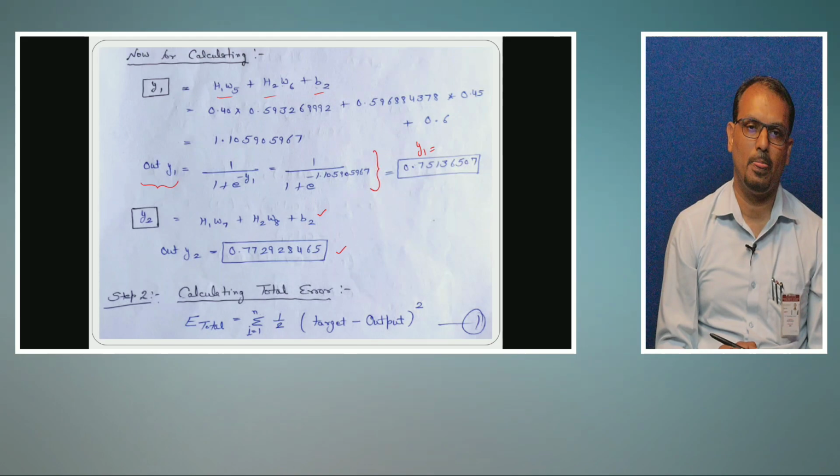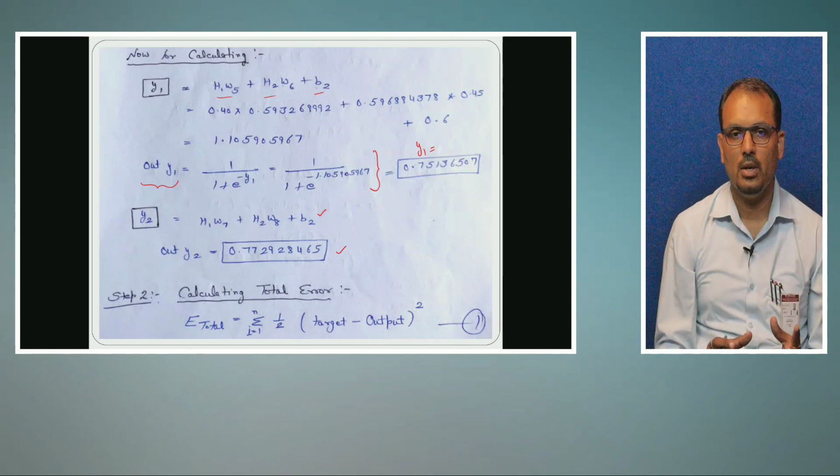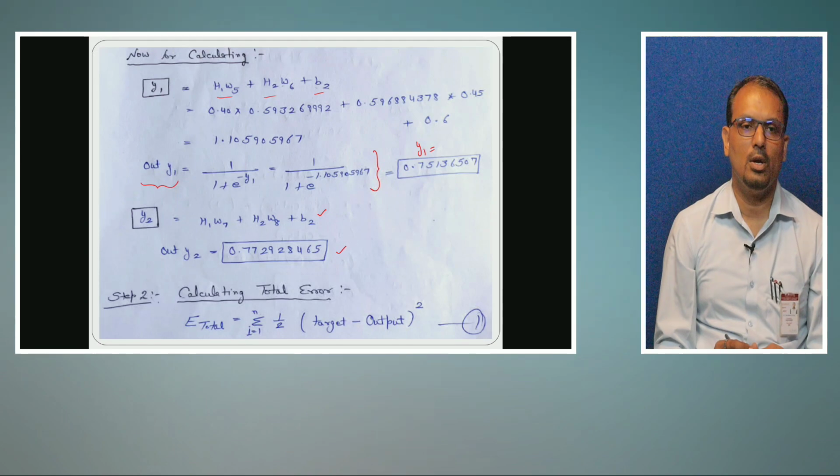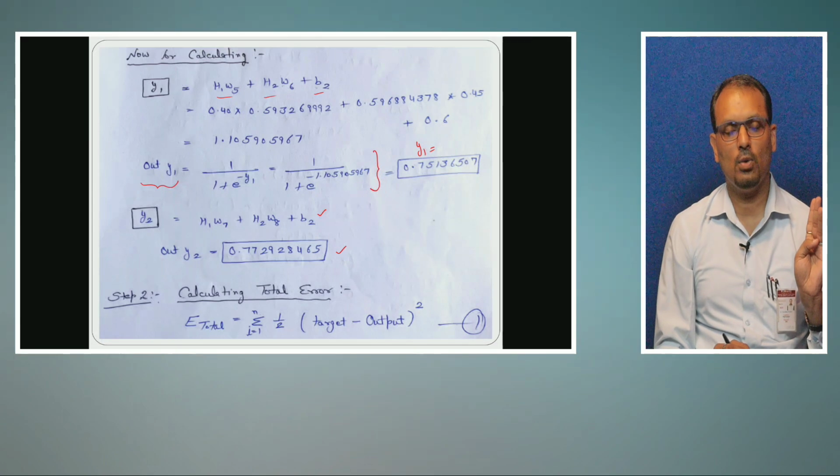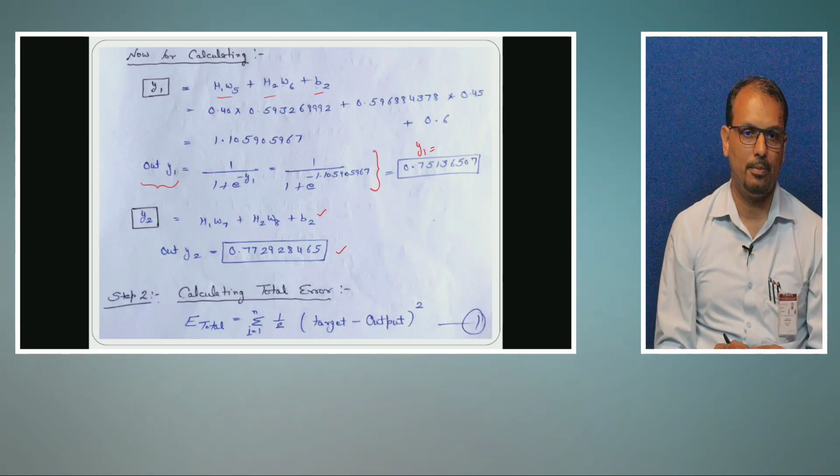In the same way, with the same fundamental equations, the final output you will get is 0.7729284665. With a very simple equation, with a very simple calculation, we calculated both hidden values h1 and h2, and with respect to them we got the outputs y1 and y2.